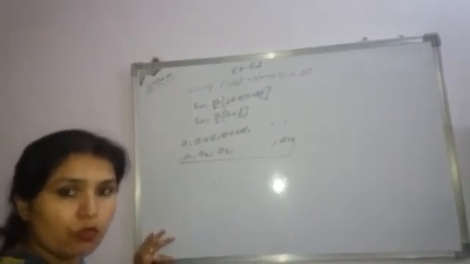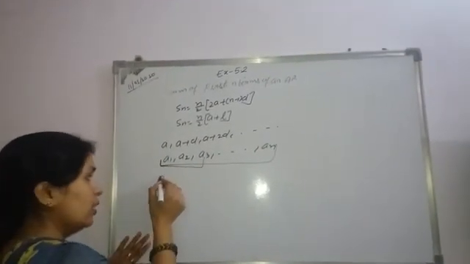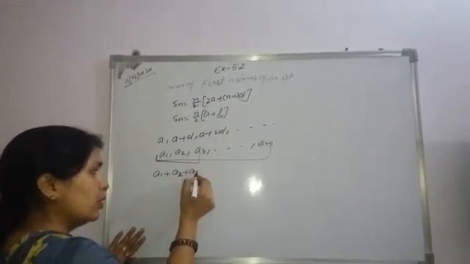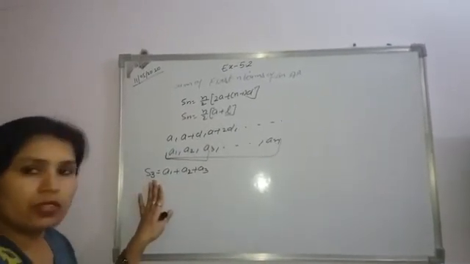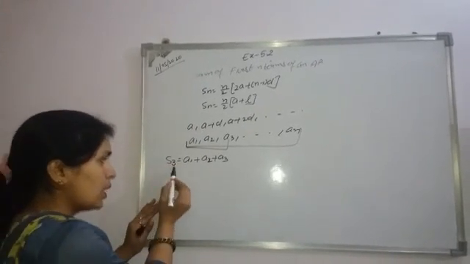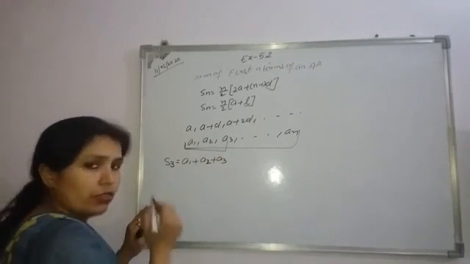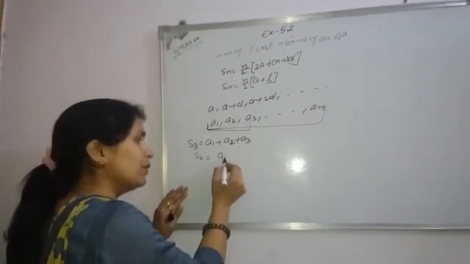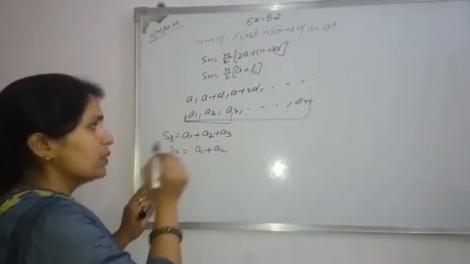And in the next case, if we want to find out the sum of first three terms, then what is the meaning of this term? a1 plus a2 plus a3, and we denote it by S3. S3 is the notation for the sum of first three terms. If we want to find out the sum of first two terms, then S2 is equal to a1 plus a2.